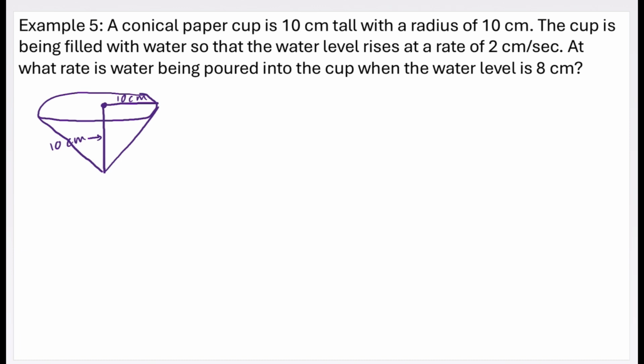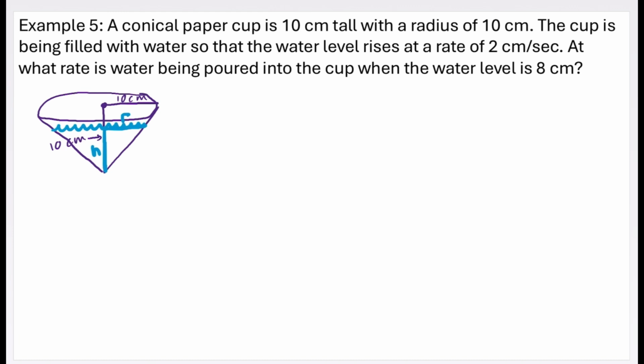Now that's the height of the entire cup, not necessarily the height of the water in the cup or the radius of the water in the cup. Then it says the cup is being filled with water so that the water level rises at a rate of 2 centimeters per second. So I'm going to draw some water in the cup. Okay. And this water has a height and a radius. So I'm going to label the height as H and the radius as R. Because that water level is changing, I'm labeling them with our variables. The cup is not changing. That's why I put the 10 there.